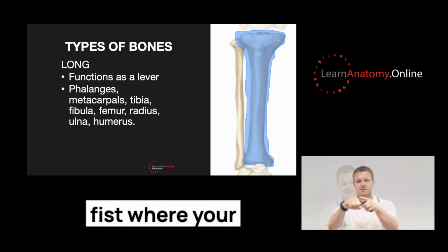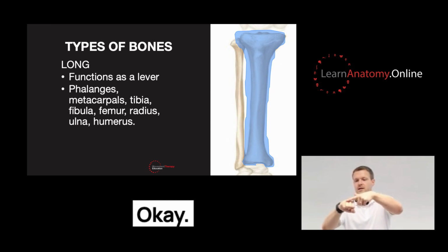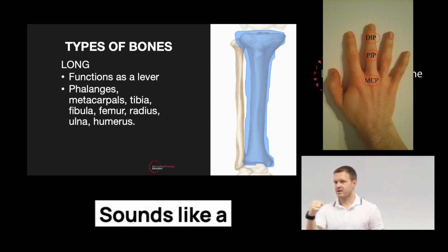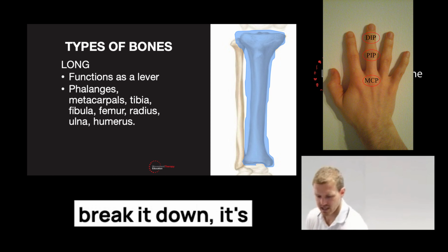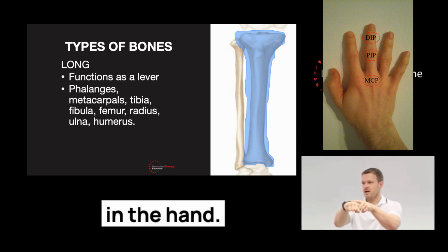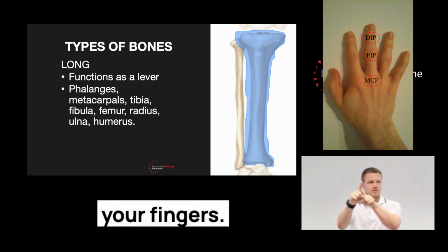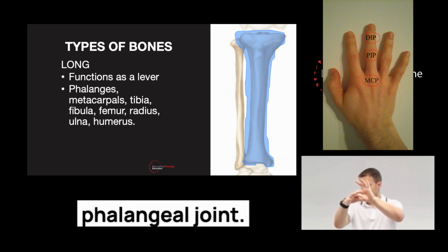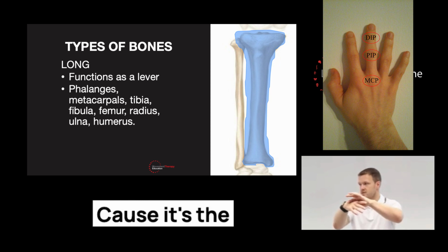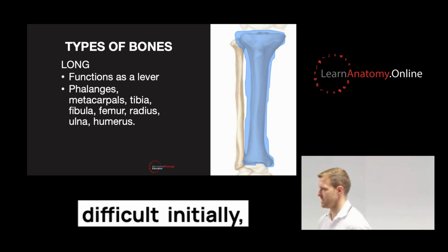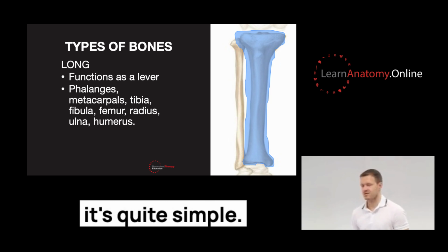But if you make a fist where your knuckles are, that's the metacarpal phalangeal joint. Sounds like a really long name, but when you break it down, it's really quite easy. Metacarpal, that's these bones here in the hand, and then your phalanges are these ones, your fingers. That's why it's the metacarpal phalangeal joint, because it's the join between those two bones. It sounds really difficult initially, but when you break it down, it's quite simple.